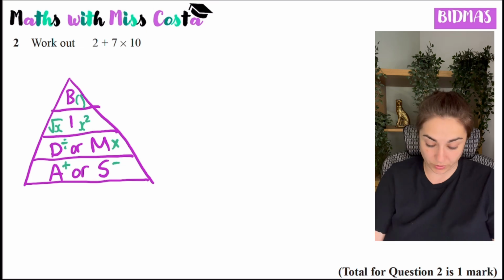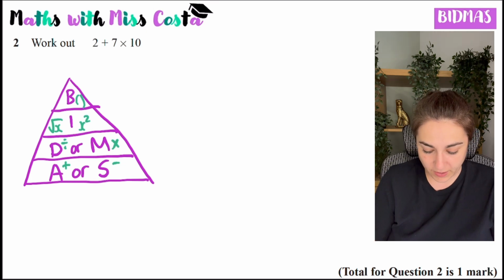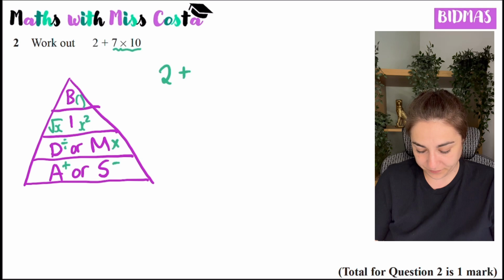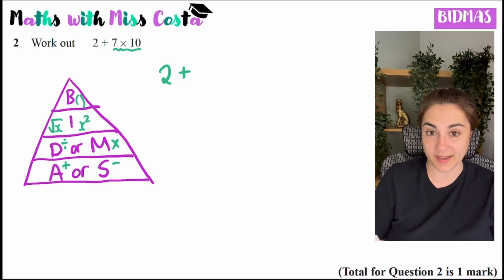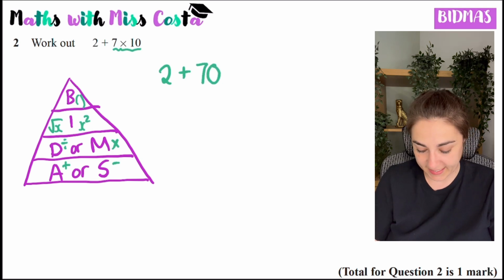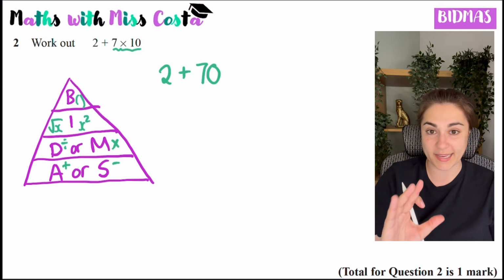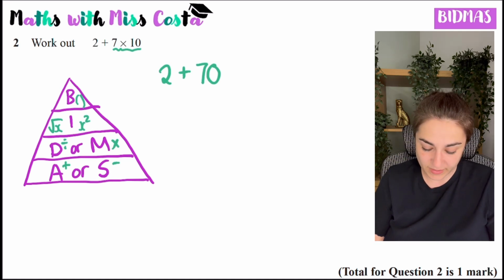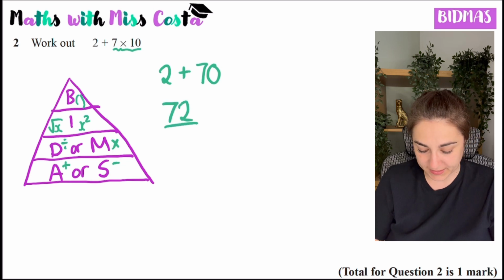So you look at what you've got in front of you and you're like, okay, there's no brackets here, there's no indices. So the first thing I'm going to do is the multiplication, which is over here. So I just rewrite that, and I know I'm going to do the multiplication bit first. So 7 times 10 is 70. You keep everything in the exact same place that it is in the calculation. Then you do 2 plus 70, which is 72.